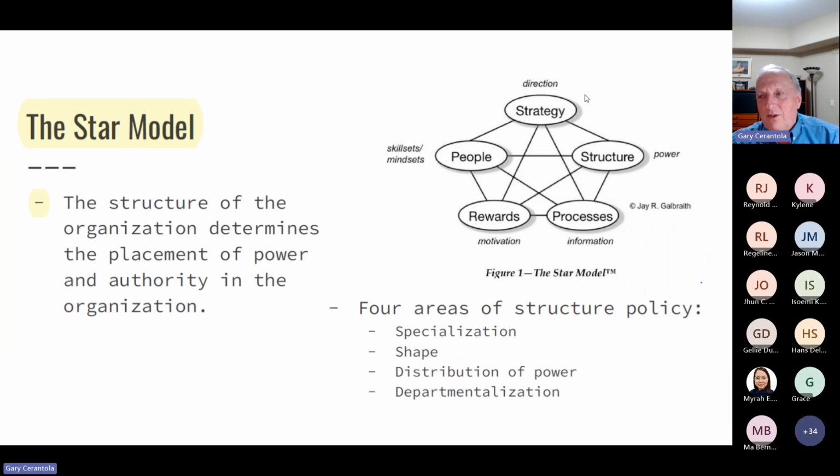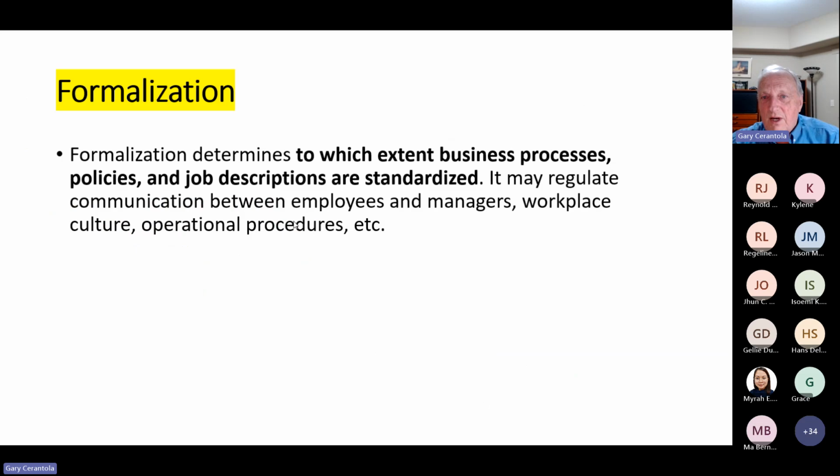Just a little bit about, you should take a look at what this STAR model is all about. And you can see that there are 4 areas of structure policy. So we talk about specialization. We talk about the shape of the organization, the distribution of power, and then how it gets set up into departments. So you might want to do a little research around that.